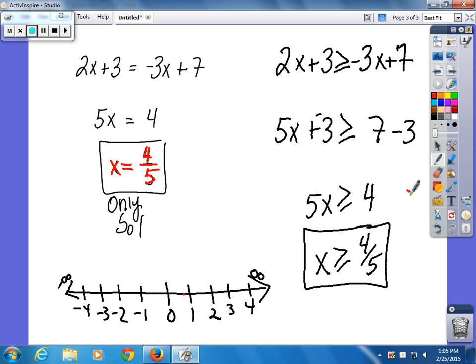But this says that all my answers, all my solutions for this problem are above what? Above or equal to what? So it's above or equal to, so I've got to put a closed circle, or a bracket if you wanted to. Brackets are usually used with interval notation. And then what numbers are greater than 4/5? To the right or to the left? To the right. So you shade these numbers.